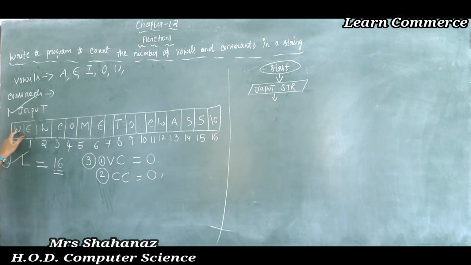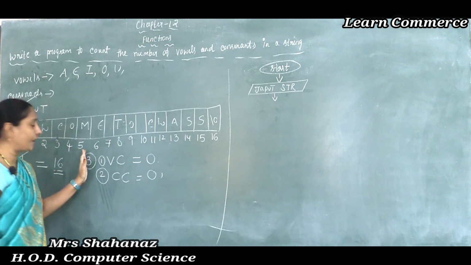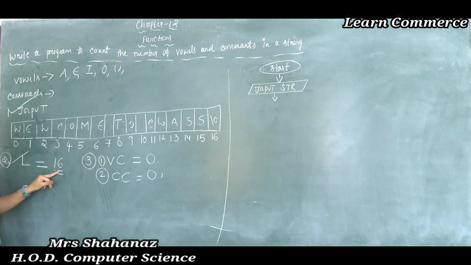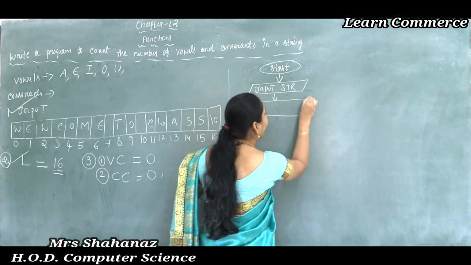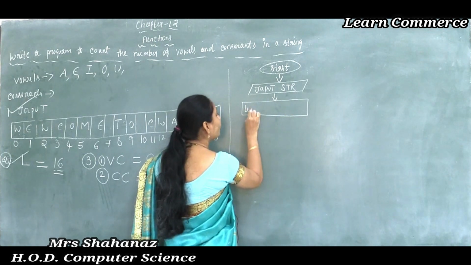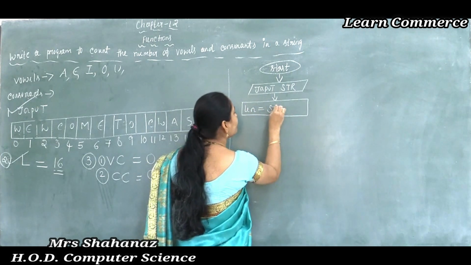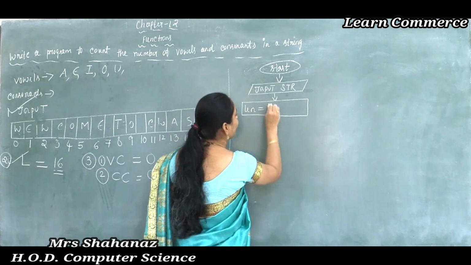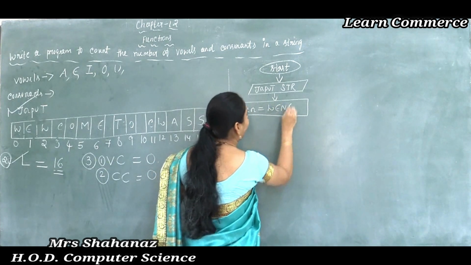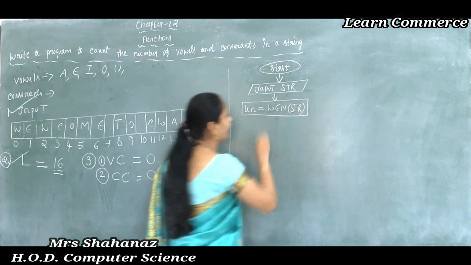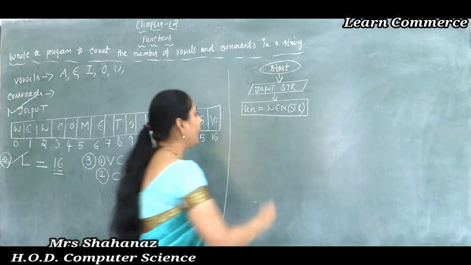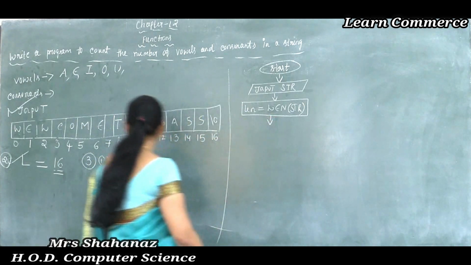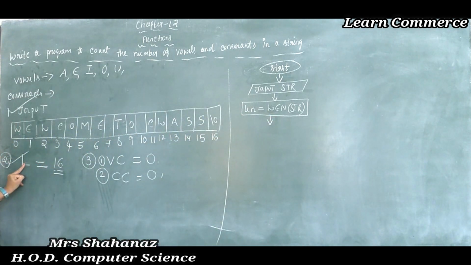Correct? No, we started from number 1 in this case here, 1 2 3 4, like that we counted, and finally we'll get the length, which is equal to 16. So by using the process symbol I am going to find out the length of the characters. So the length value is equal to length of the str. Clear this point here? That means we are finding the length of the str by using the process symbol.